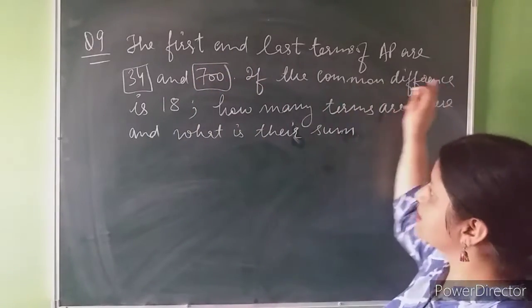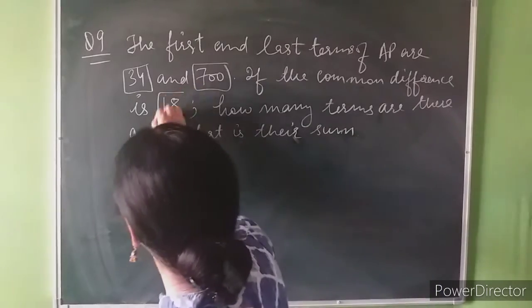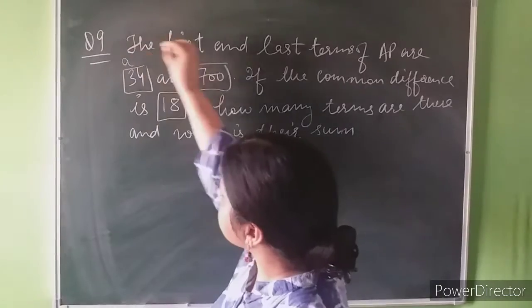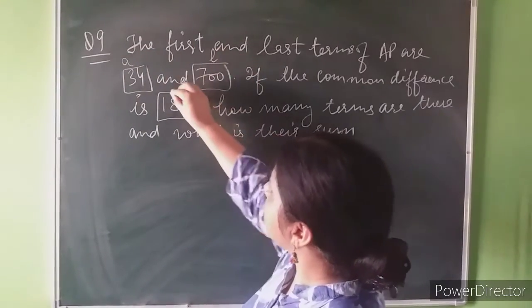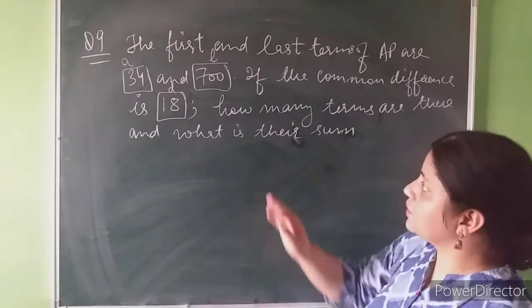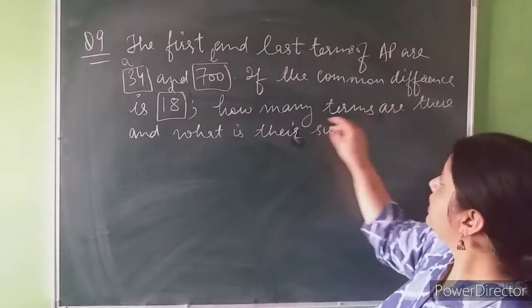If the common difference, see everything is given, common difference is also given to be 18. A is given, so what is this? This is our A, this is our last term L, and this is D, right? A, L and D all are given to us. Now if this is so, how many terms are there?